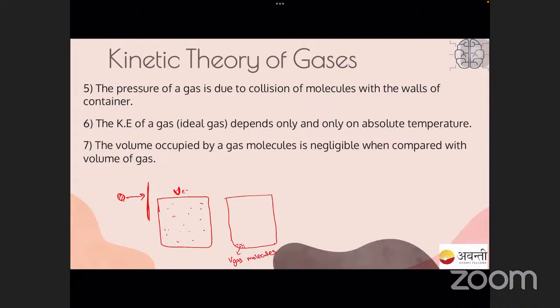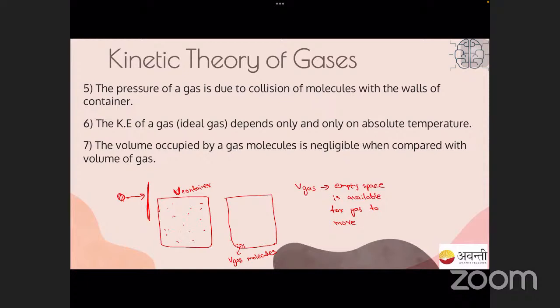V gas molecules, and this is V container. Now, what is volume of gas? What we actually take is how much empty space is available for the gas to move freely. If you see this, how much empty space is available for the gas to move? Nothing but V container minus V gas, right?